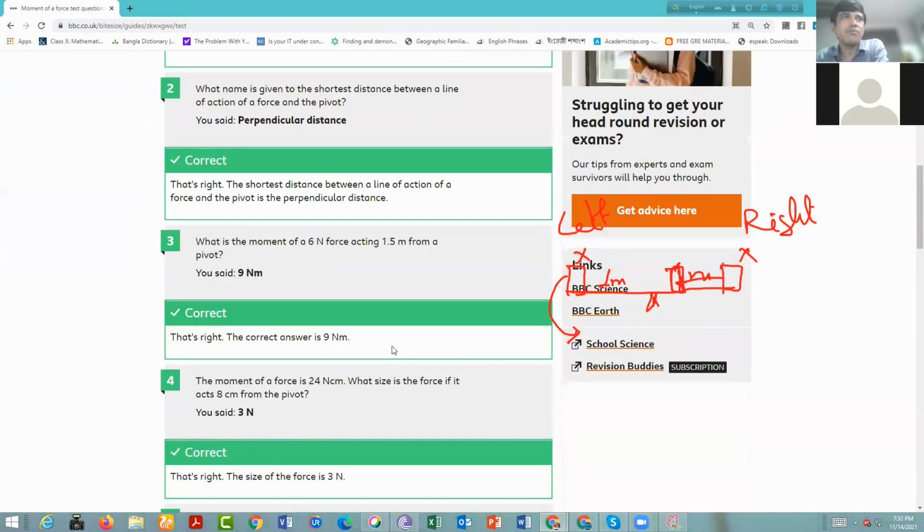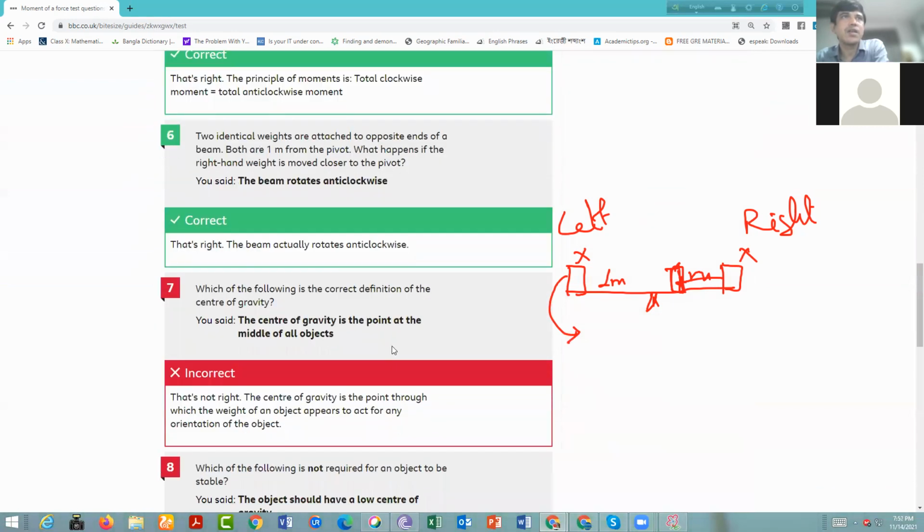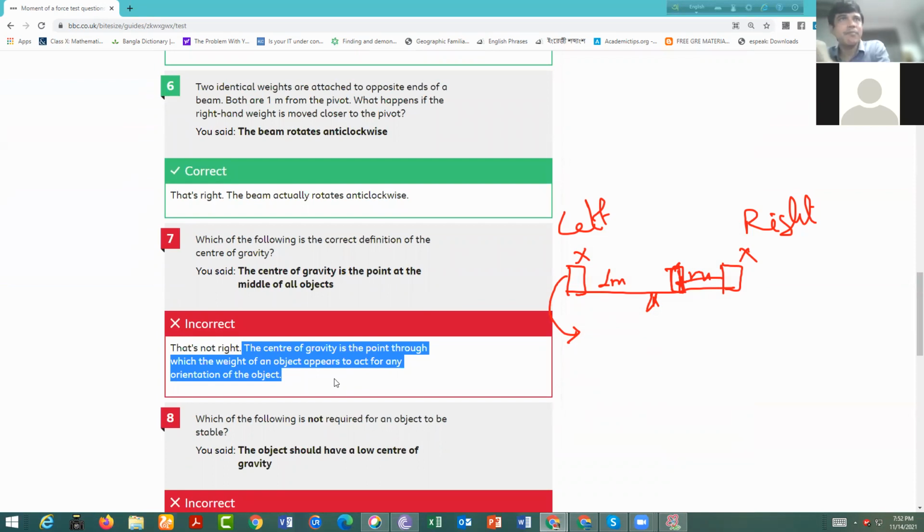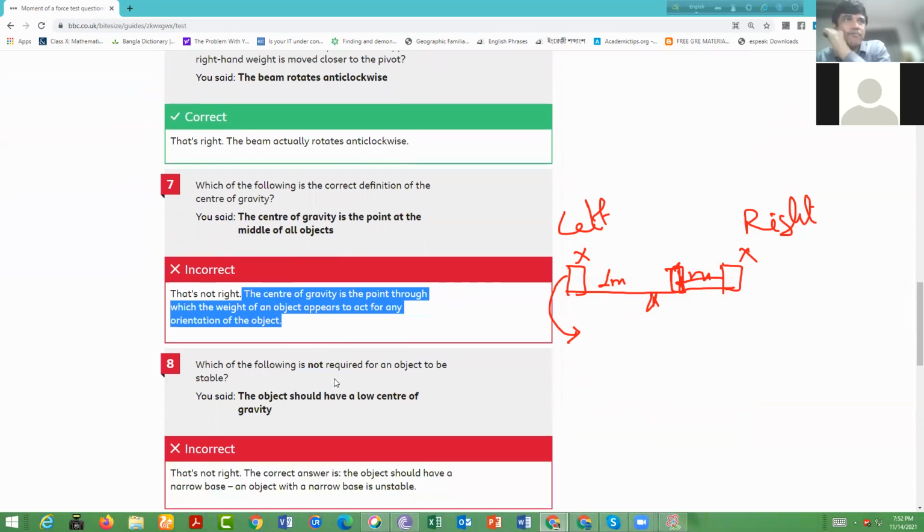So which one is wrong? Let's see this one. Correct definition of the center of gravity. The center of gravity is the point at the middle of all objects, you said. That's not right. The correct one is, the center of gravity is the point through which the weight of an object appears to act for any orientation of the object. Remember this one. Okay? This is the definition of center of gravity.